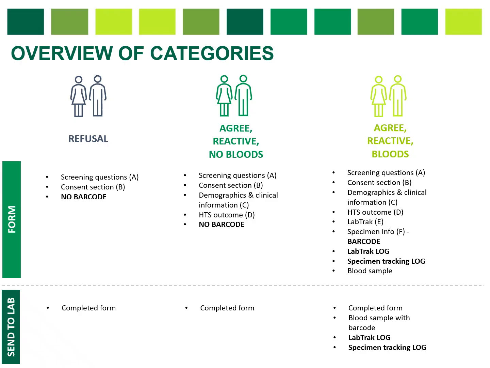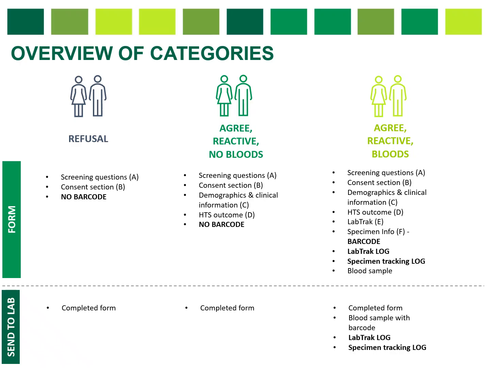So let's recap what goes to the lab. Remember, we've got the refusal category. This is where just the first parts of the form are completed. This participant will not have a barcode because the barcode's role is to link the sample to the form and the different logs. So you will still send the form to the lab. It will just go as a loose document in the courier bag.